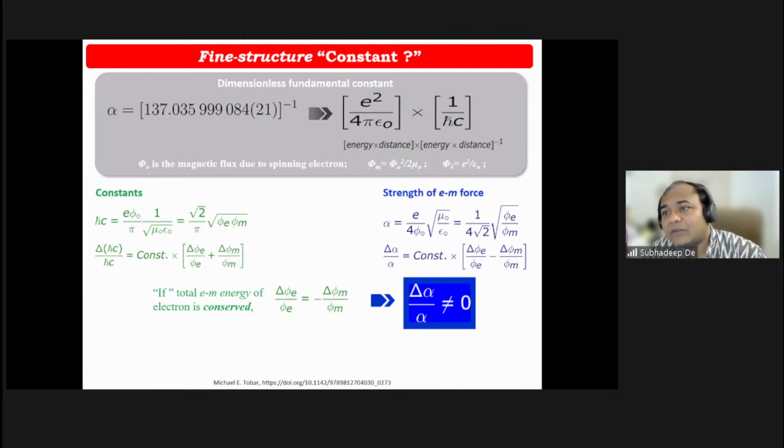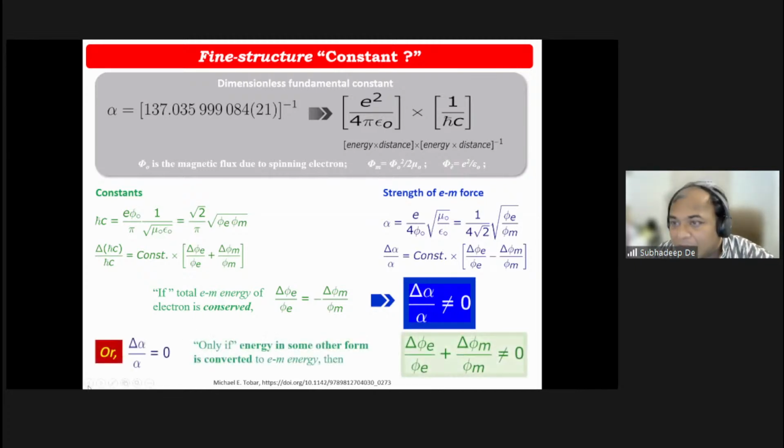So that means there should be a violation of the variation of alpha. If I consider the total electromagnetic energy of an electron as a constant, then alpha has to vary. On the other hand, if I consider alpha is constant, with no change over a long period of time, then there will be a violation of energy conservation. So these two do not explain the same thing. There is an anomaly.